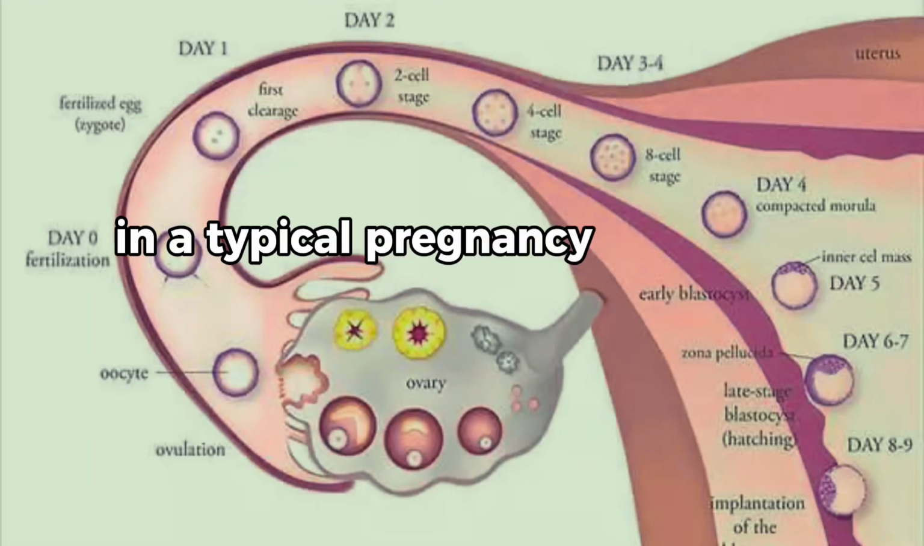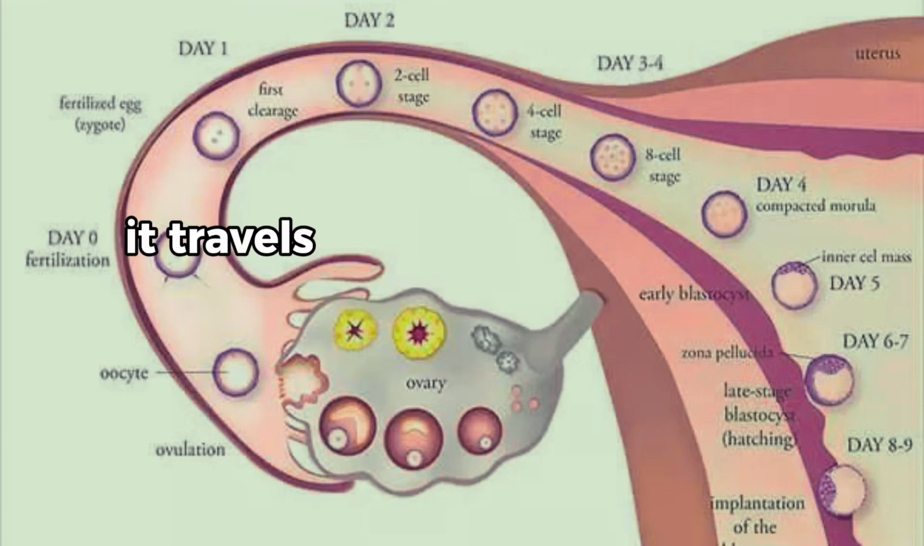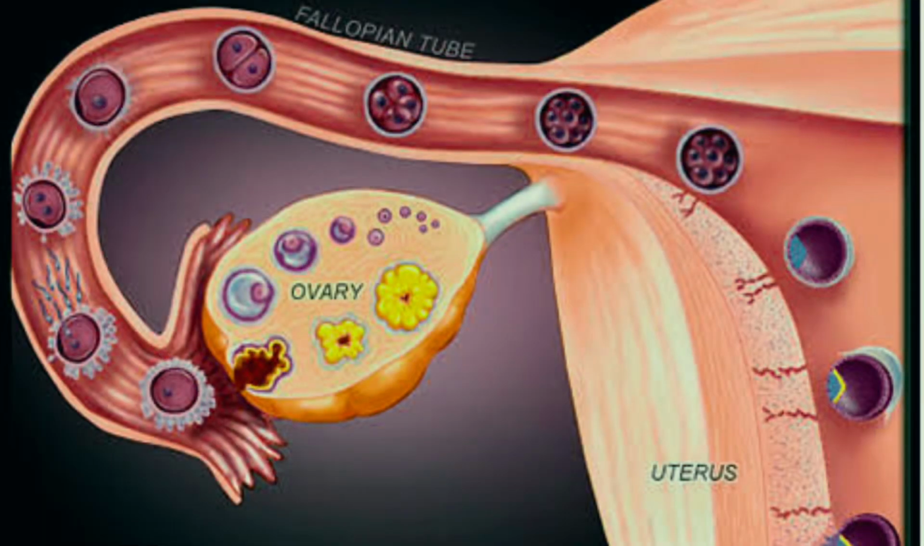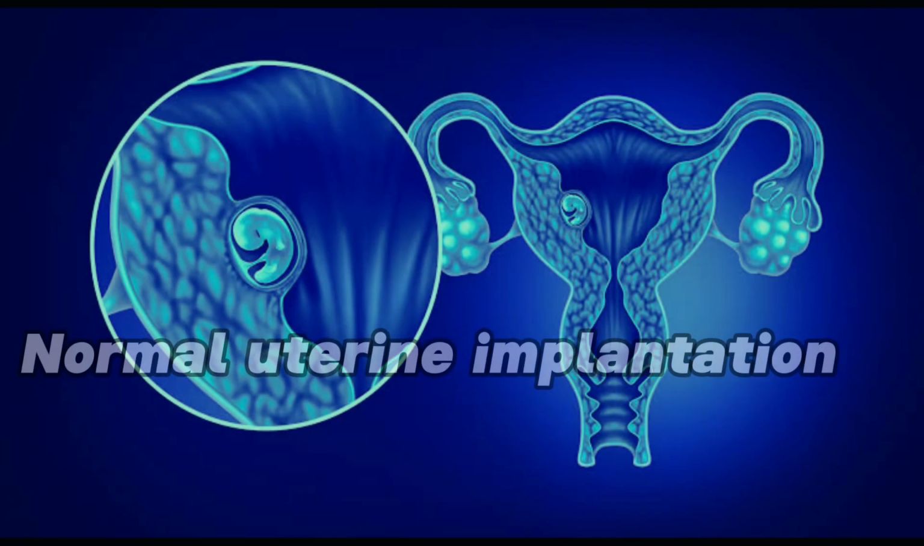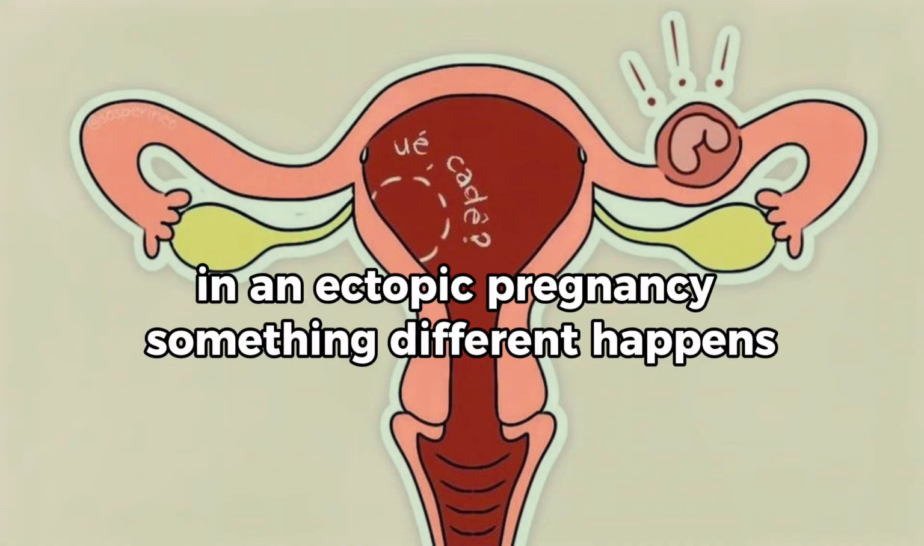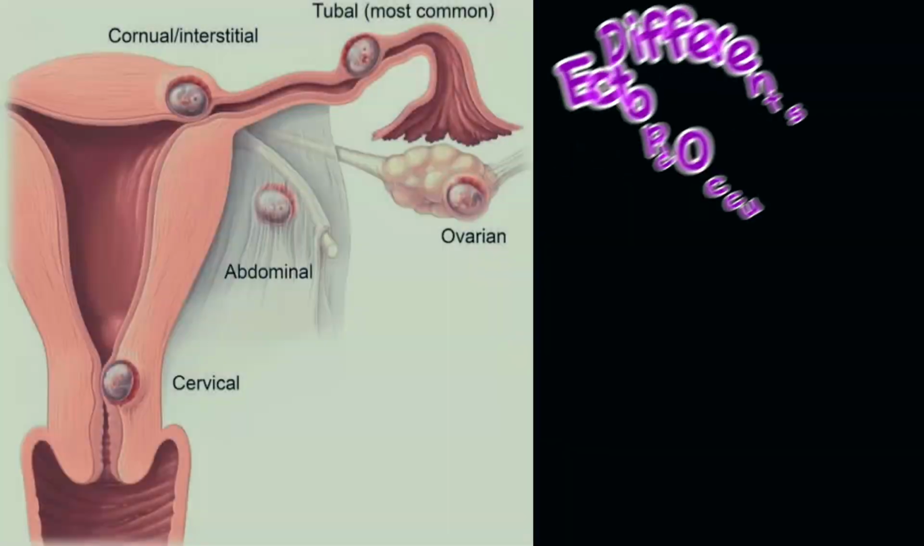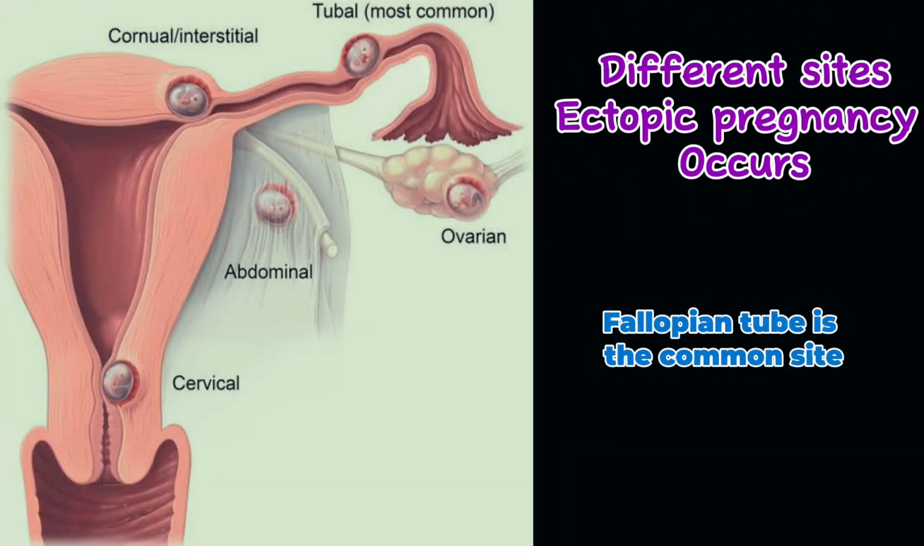In a typical pregnancy, an egg is released from one of the ovaries. It travels through the fallopian tube, where it meets sperm, and fertilization happens. Once fertilized, the egg continues to travel down into the uterus and implants in the lining. In an ectopic pregnancy, something different happens other than the normal implantation in the uterus. The fertilized egg settles in another location, often in the fallopian tube.